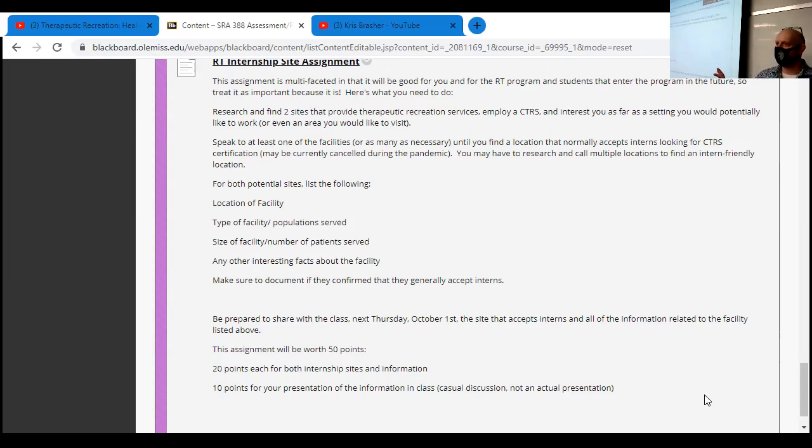Make sure that at least one of your two accepts interns for CTRS. Okay, just to clarify, make sure at least one of them accepts them. Some places have a CTRS and don't do internships. If you find that place, that's okay. You can use that for one, but one of them has to be somewhere we could send a student. Now, if you reach out to four or five places and you get down the line and they're all telling you, yeah, we usually do, but right now we're not doing internships because of COVID, that's fine. We can put them down.